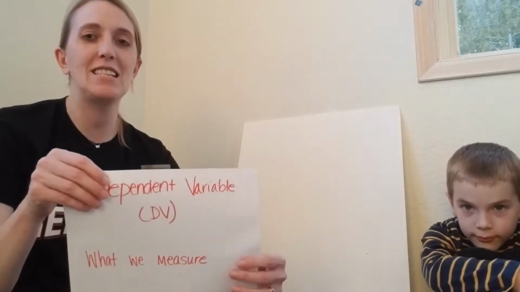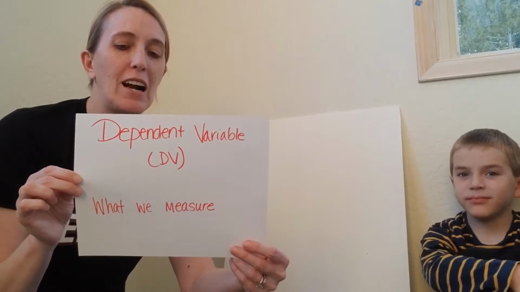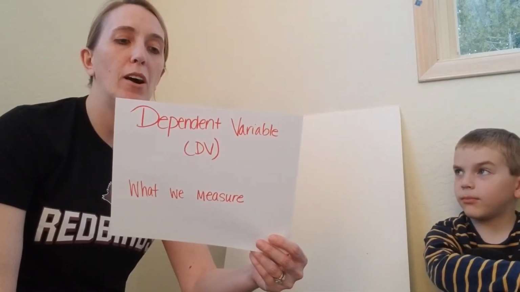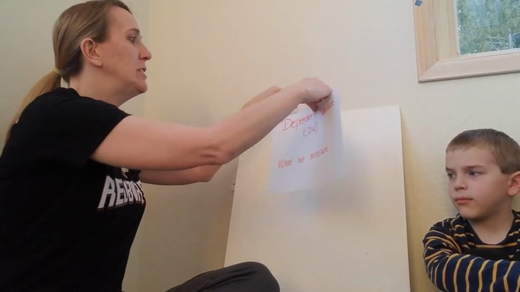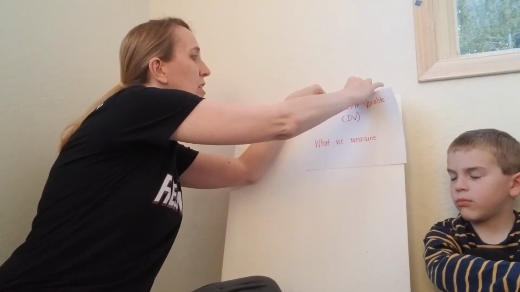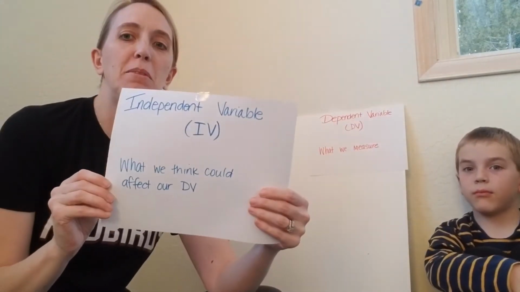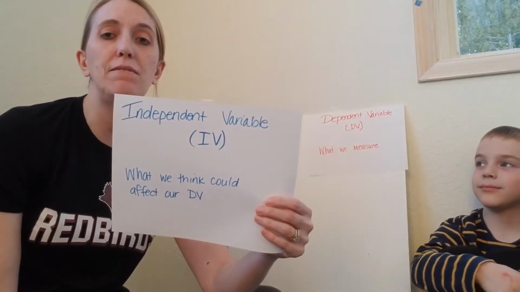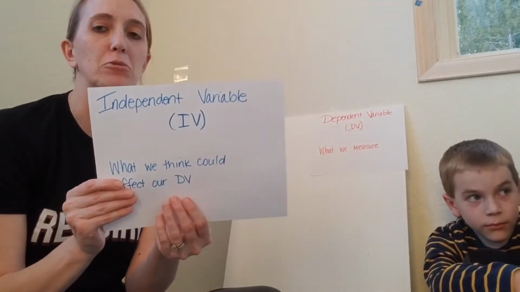So we are going to start with our dependent variable. Most people start with their IV, but it's easier to start with your DV because we want to know what we're going to measure. So that's what we're going to look at: what are we actually measuring? And once we know what we're measuring, then we can look at our independent variable. So what do we think will actually change or affect our dependent variable? What's going to make that number or that measurement change?